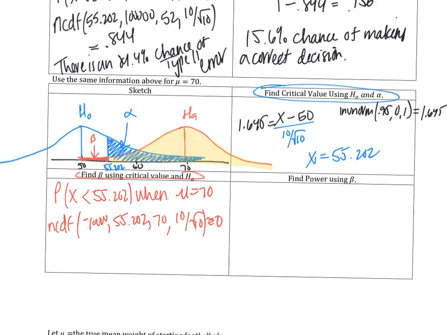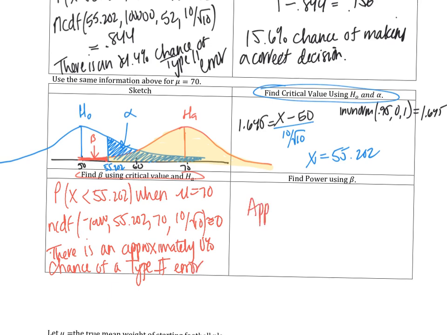So there is an approximately 0% chance of a type 2 error. So there's approximately a 100% chance of making a correct decision.